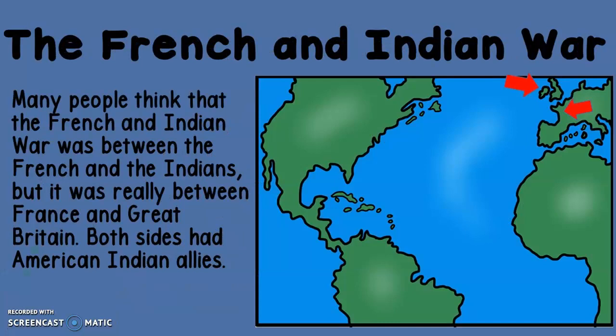The French and Indian War. A lot of people think that the French and Indian War was between the French and the Indians, but it was actually between France and Great Britain. Both sides had American Indian allies. Allies mean someone that's on their side. The French and Indian War was important because, as you know, it put Britain into a lot of debt, meaning they owed a lot of money that they had to pay for the war. And so part of the reason why they taxed the colonists so much was that they had to pay that money back.